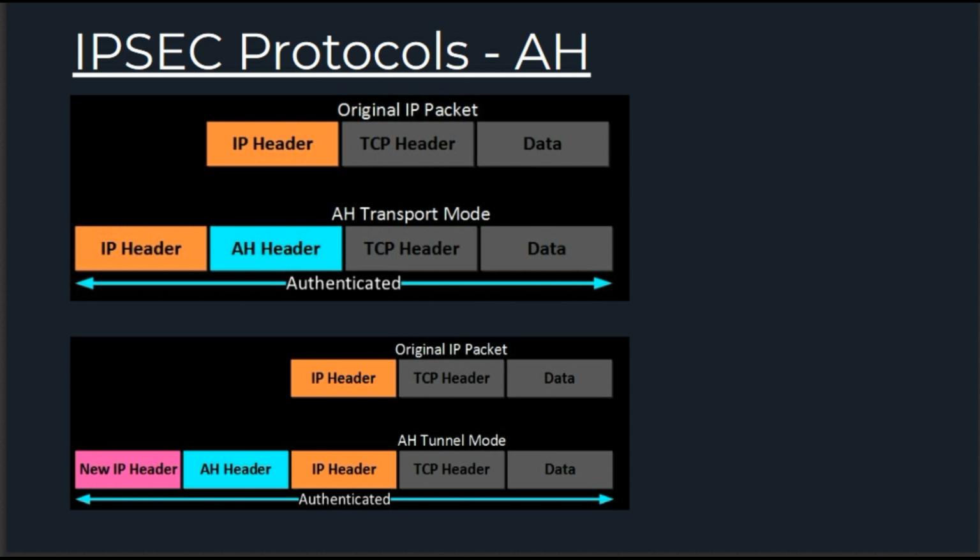With tunnel mode, we add a new IP header on top of the original IP packet. So this could be useful when you are using a private IP address and you need to tunnel your traffic over the internet. It's possible with the AH, but it does not offer any encryption.